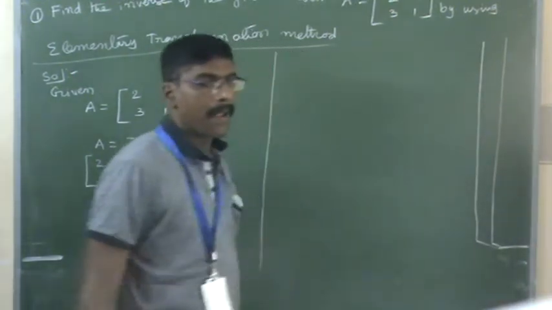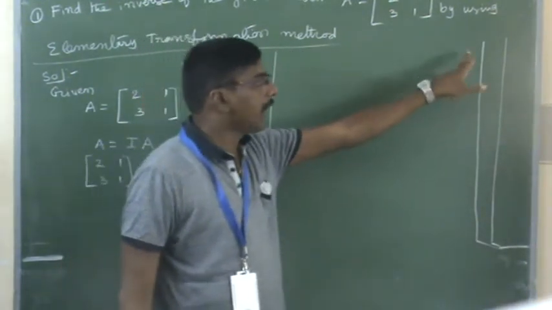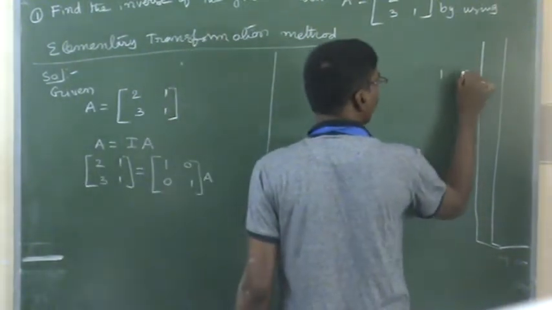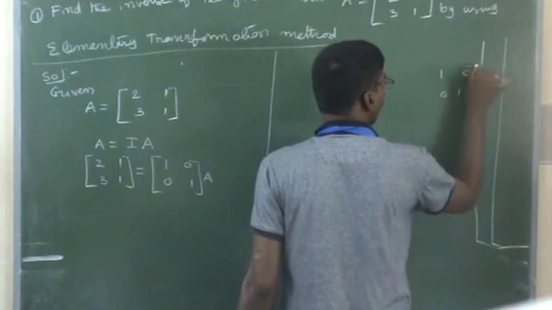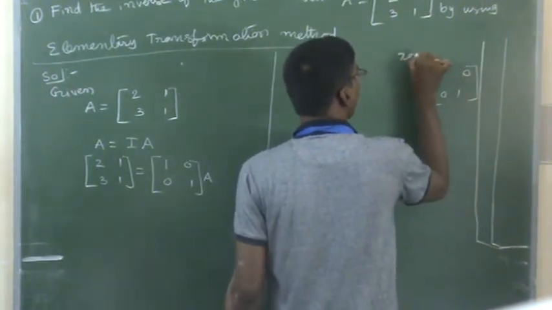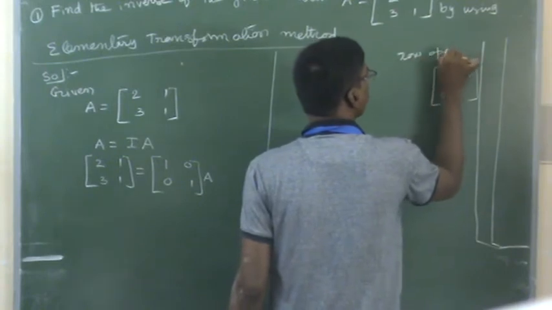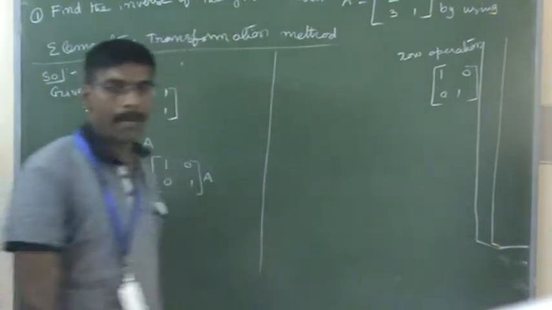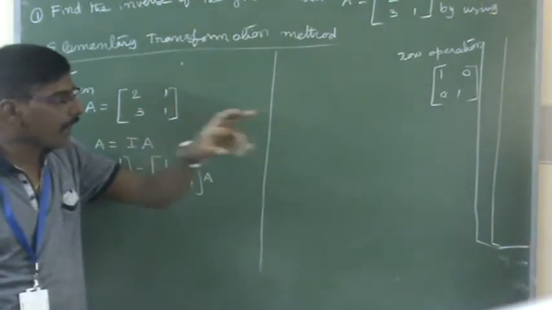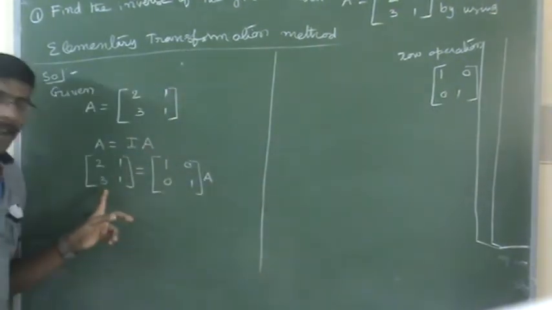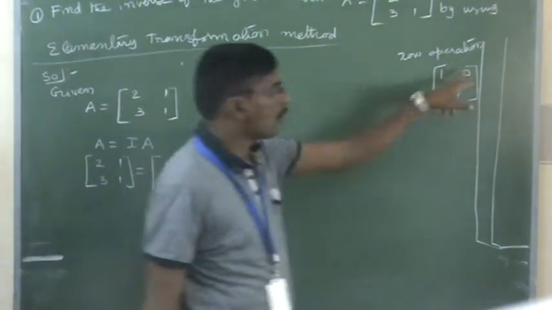Our target is that the left hand side matrix should be converted to [1, 0; 0, 1] in the form of row operations. First we have to check this. The left hand side matrix should be converted to [1, 0; 0, 1].